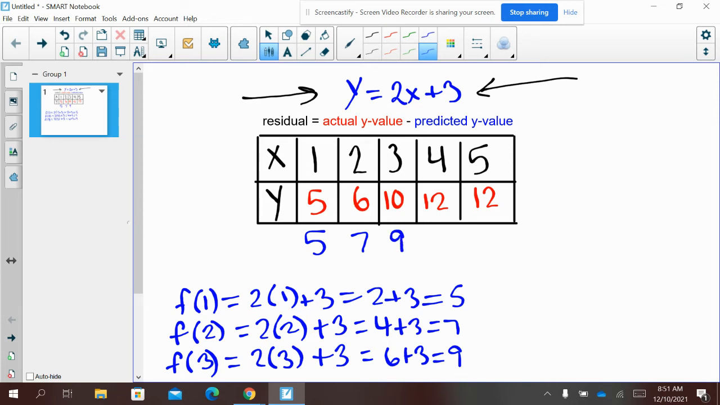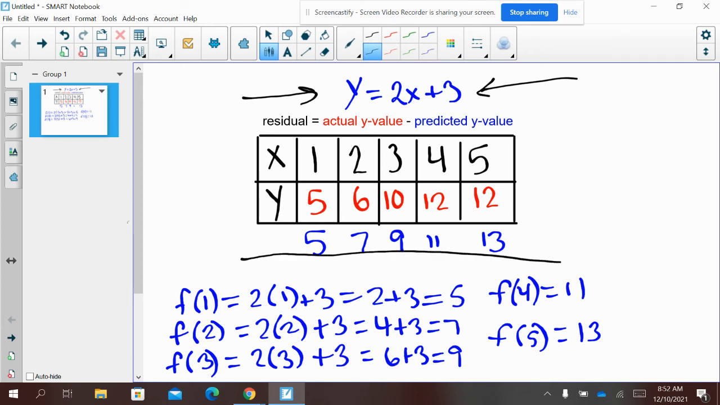Again, pretty close. When we have f of 4, right, that's 2 times 4, which is 8, and 8 plus 3 is 11. And then finally, f of 5, 2 times 5 is 10, and 10 plus 3 is equal to 13. So the red is the actual, the blue is the predicted, and so to find the residual, we just take the actual minus the predicted.